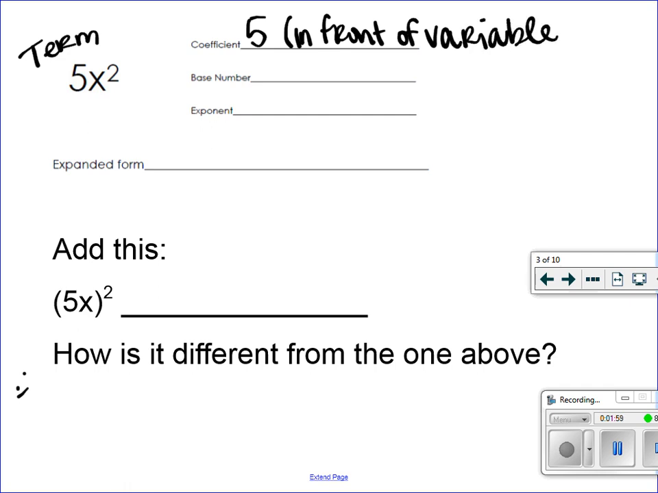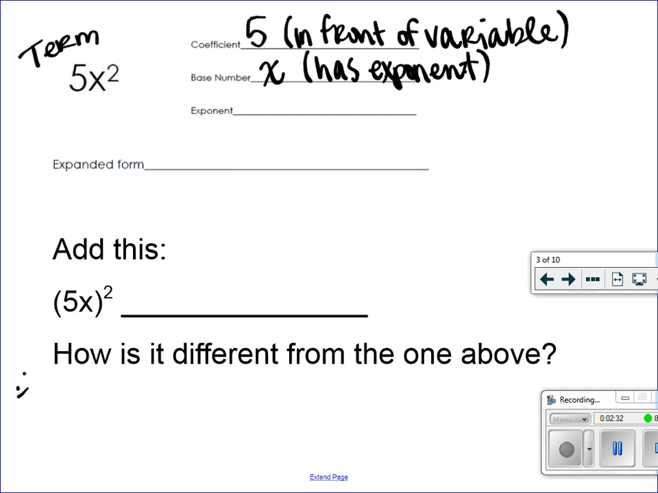Then we have a base. Anyone know what the base is in this situation? X. It can also be a number, but it's just our base. Does anyone know what makes something a base? It doesn't have to be a variable. A base could be a number. It's the part that has the exponent attached to it. Whatever part has the exponent, that makes it a base.